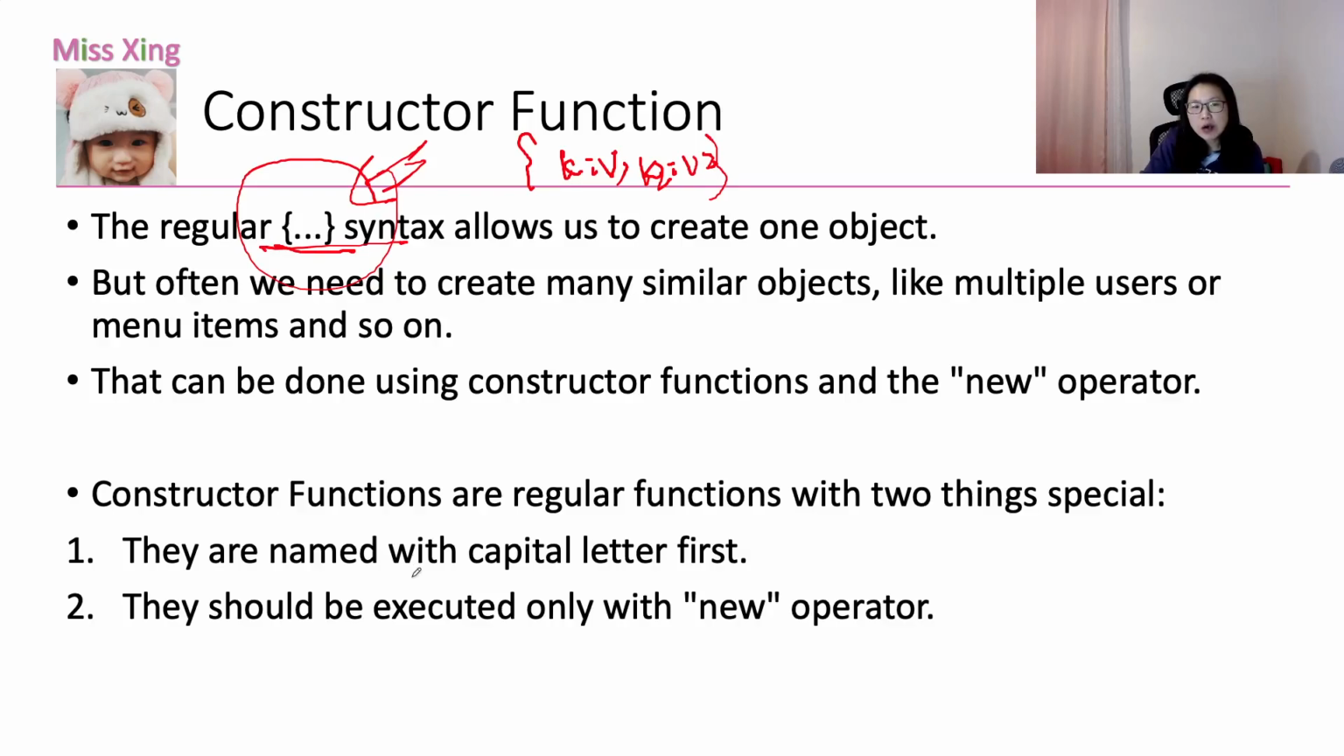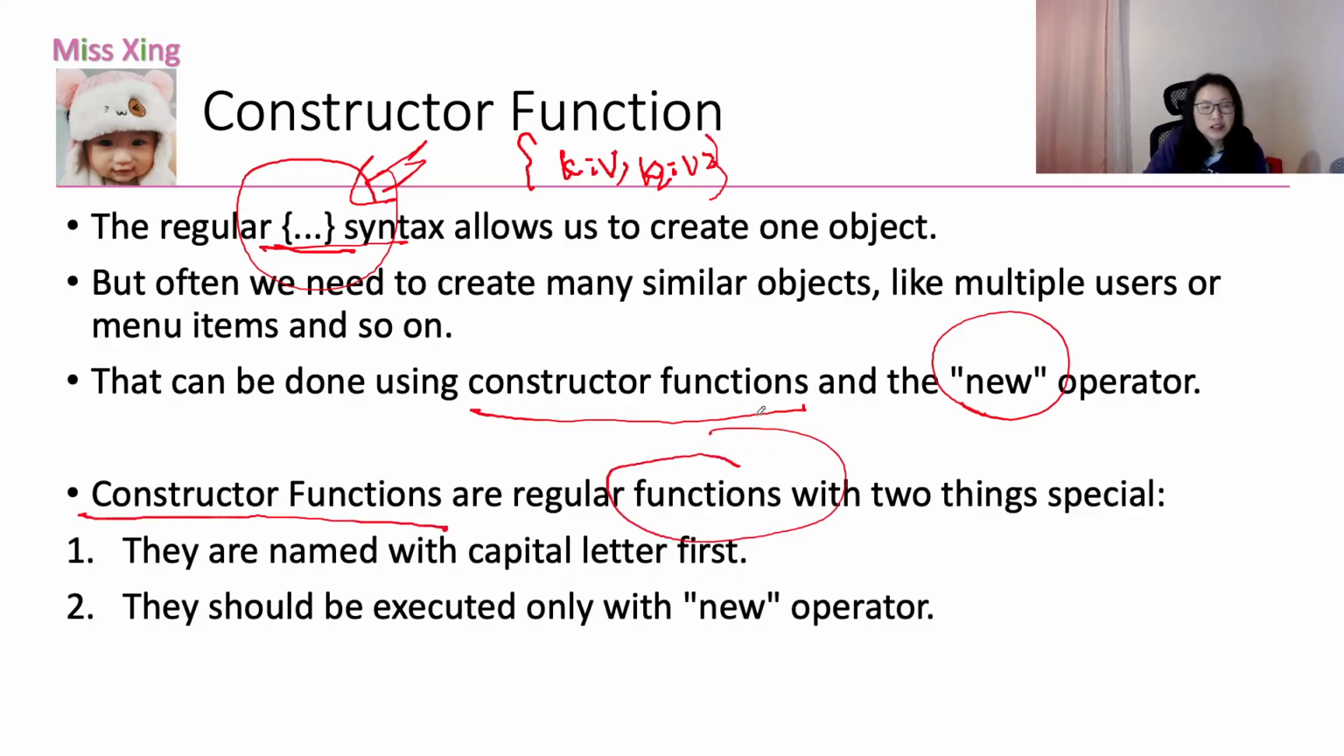The easier way to achieve this, and also the best practice, is instead of using object literal, we will use the constructor function and a new operator to create those similar objects. First, constructor function. Okay, they are just regular functions. You will see in the next slides, they are just functions, but they have something special. What are the special parts?